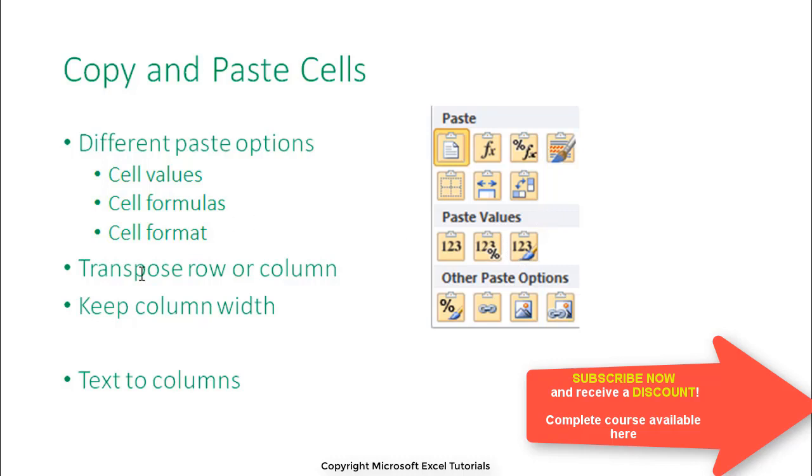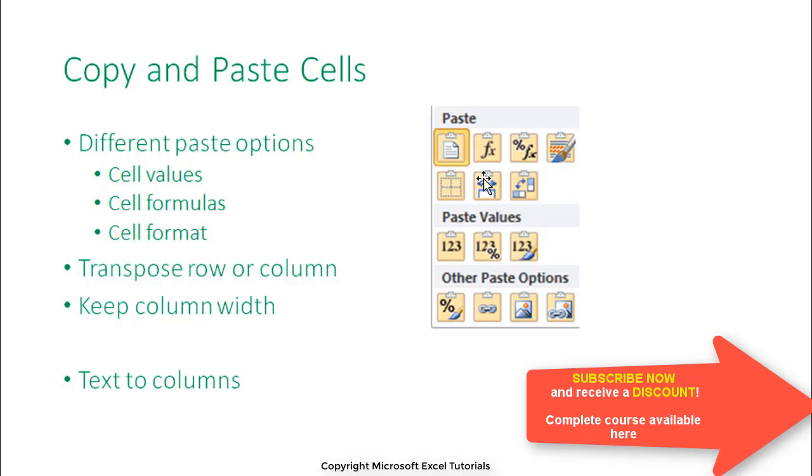If you copy a row, you can choose to either paste it as a row or paste it as a column. So you can actually transpose your row or column in Excel. And you can also choose to keep the column width of your source or your target.